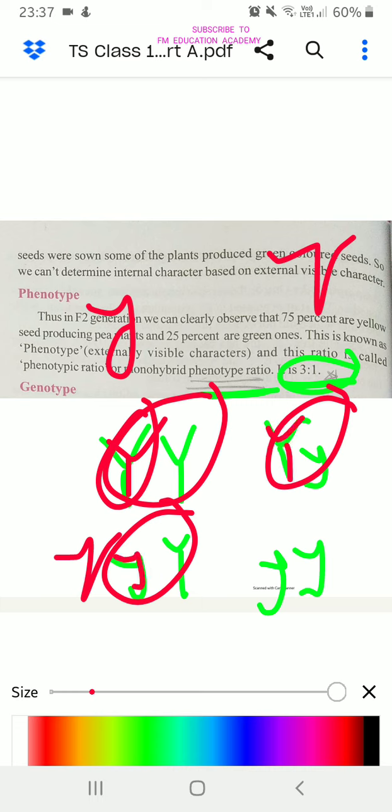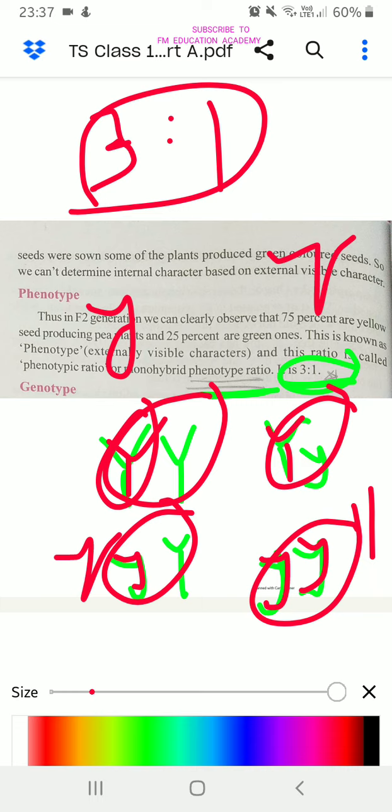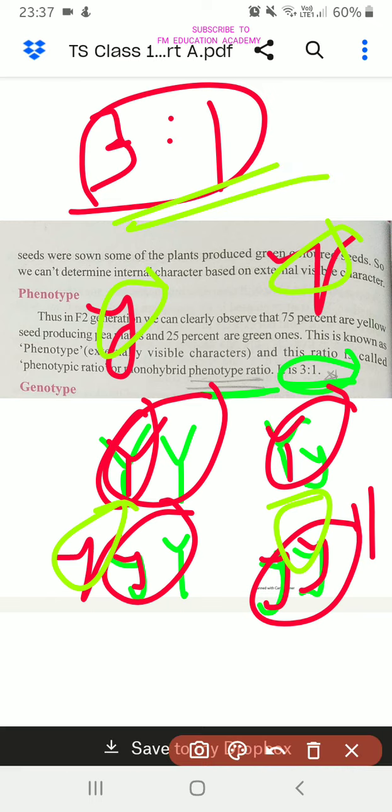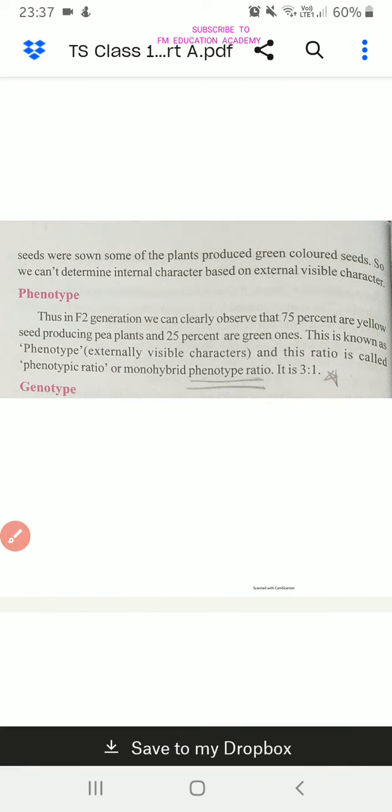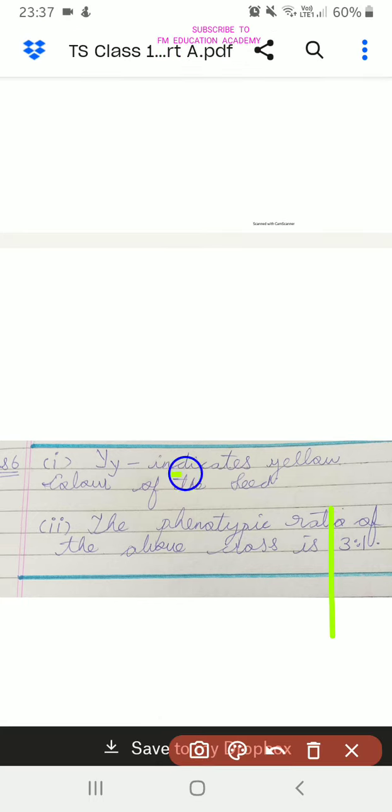So how many are they? They are 3. And how many will be small y? Small y means there is no capital Y which is dominating. It means that it is only 1. So what is the phenotypic ratio? 3 we have yellow and 1 we have green. So 3:1 is my phenotypic ratio. Next question. So I can write capital Y small y indicates yellow color of the seed, and the phenotypic ratio of the above cross is 3:1 as we saw.